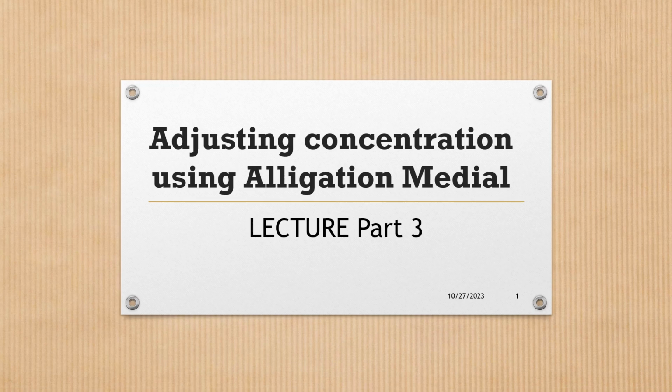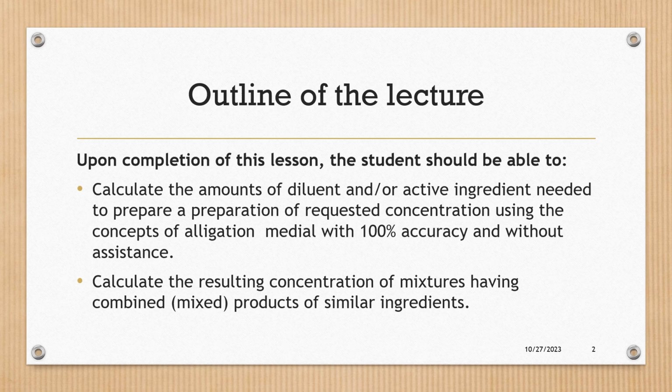Welcome to part 3 of a three-part series on expression of concentration, specifically looking at adjusting concentrations of various pharmaceutical products. Throughout the next few minutes, you should be able to calculate the amount of diluent and/or active ingredient needed to prepare a preparation of requested concentration using the concepts of alligation medial with 100% accuracy and without assistance. Calculate the resulting concentration of mixtures having combined or mixed products of similar ingredients.